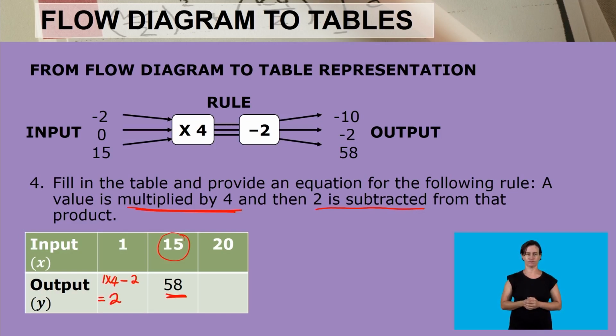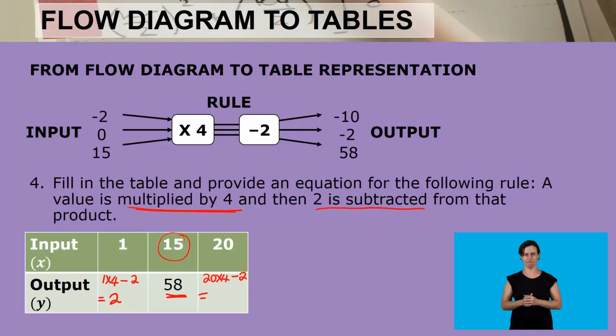Let's do the same thing for that input of 20. So the input value of 20, we are going to take that 20 and multiply it by 4 and subtract 2. Now 20 multiplied by 4 is going to give us 80, and when we subtract 2 from that 80, that is going to give us an answer of 78.